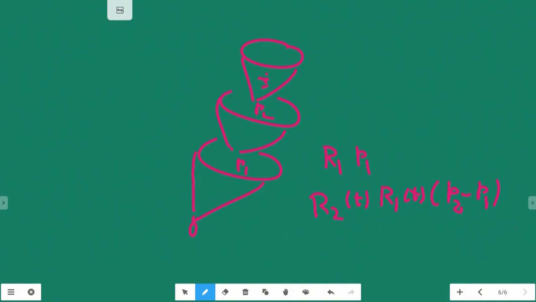Where does this point move? Just try to see. You are first moving P2. So R3T will act on the moved point. R has moved under these two rotations to R2, R1 acting on R, and P2 has moved to R2, R1 acting on P2. So this will move to R3T acting on the difference of these two. So it will be R3T, R2T, R1T acting on R minus P2. And likewise, you can calculate its derivative. So I think it's okay.